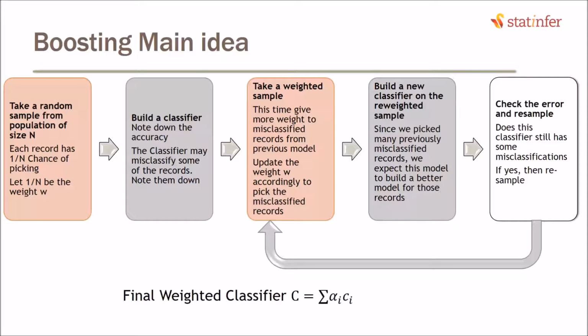Again, for this new model, check the error. If the classifier still misclassifies some of the records, then we repeat the same procedure. Again, you take a new random sample, but this time, whatever was misclassified by the previous model, give it more weight. Make sure that those values are picked more often than the ones that were already classified correctly. Then take that weighted sample and build a model on it, and the final classifier is nothing but accuracy times each of the classifications. So for each model, based on its accuracy, we consolidate all these models together. That is the boosting main idea.